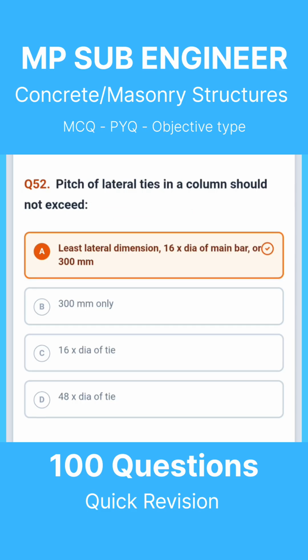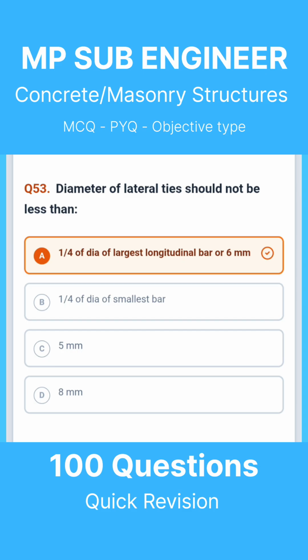Question 52. Pitch of lateral ties in a column should not exceed. The correct answer is least lateral dimension, 16 times dia of main bar, or 300 mm. Question 53. Diameter of lateral ties should not be less than. The correct answer is 1 divided by 4 of dia of largest longitudinal bar, or 6 mm.